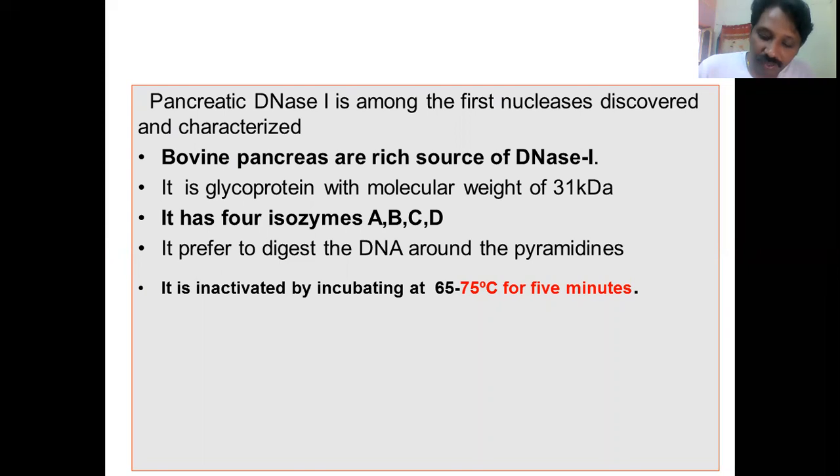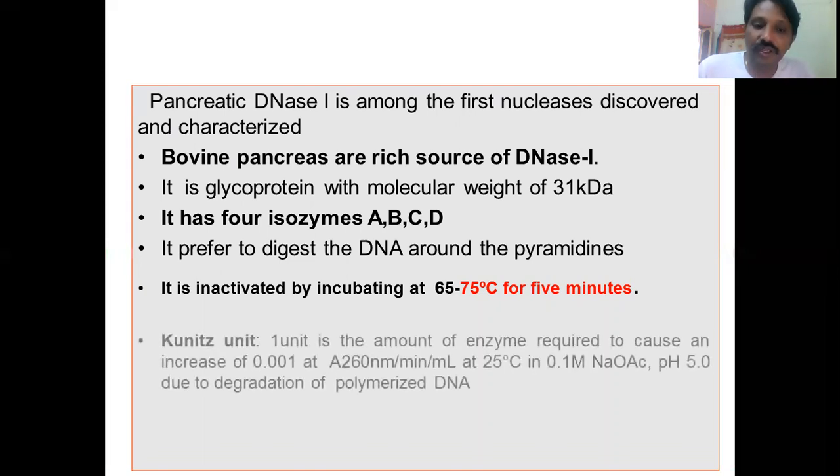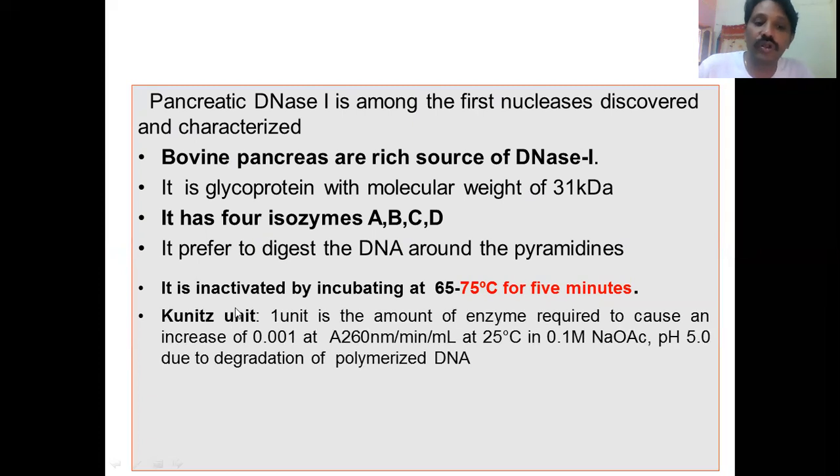DNase activity is measured in Kunitz units. One Kunitz unit is the amount of enzyme required to cause an increase of 0.001 at 260 nanometers per minute per ml at 25 degrees centigrade in 0.1 molar sodium acetate, pH 5, due to degradation of polymerized DNA. So a Kunitz unit means the amount of enzyme required to increase the absorbance by 0.001 at 260 nanometers.